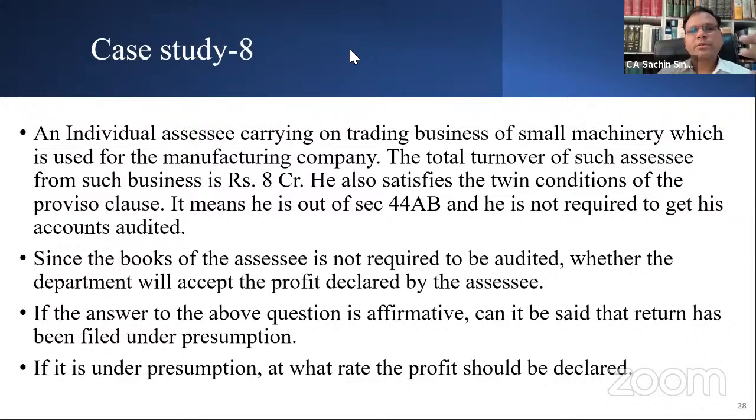So any answer? As per books of accounts or presumptive? Any answer on this? Kamlesh sir is saying as per books of accounts. Okay. As per books. Presumptive taxation is not applicable in this case because this is not part of presumptive taxation. So as per books of accounts, whatever the profit is calculated, that is to be declared, because even if you are out of the provision of tax audit, you are liable to maintain books of accounts, number one.